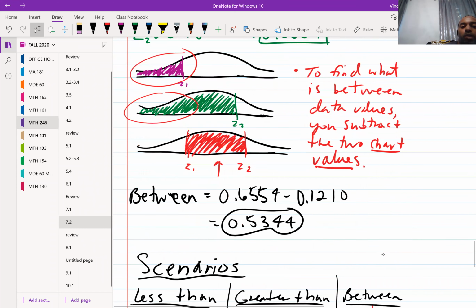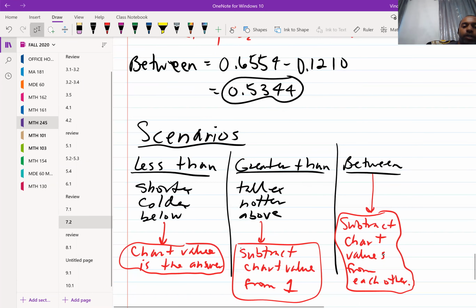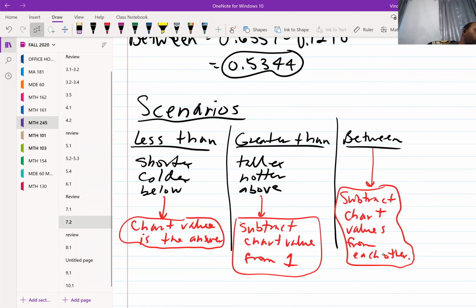All right. So when it comes to 7.2, there are only three scenarios that you have to be concerned about. There will be key phrases that will let you know which one you're dealing with. It might just say less than, it might say more than, but if not, depending on the application, like we saw shorter lets us know less than, but taller would have been greater than. So the same type of thing, but less than, shorter, colder, below, under, that means you would just use the chart value that you get, and that would be your answer.